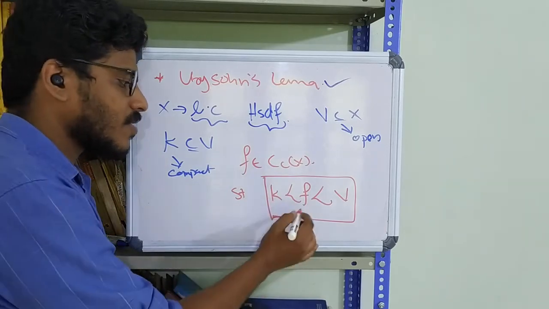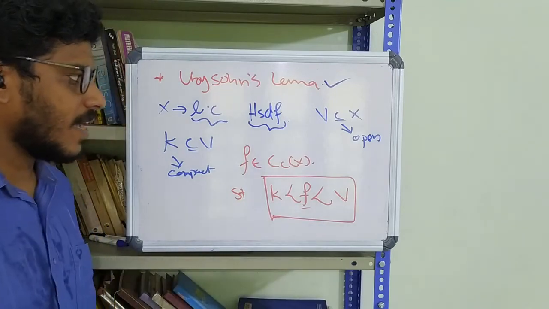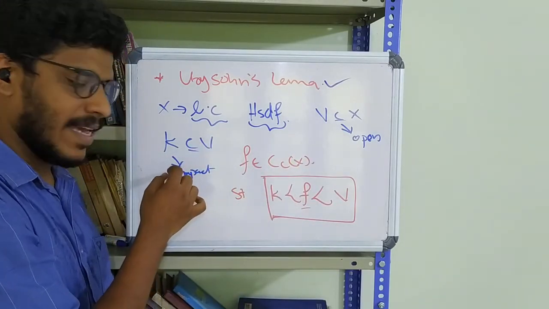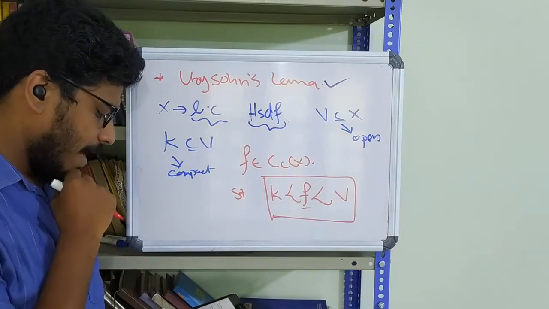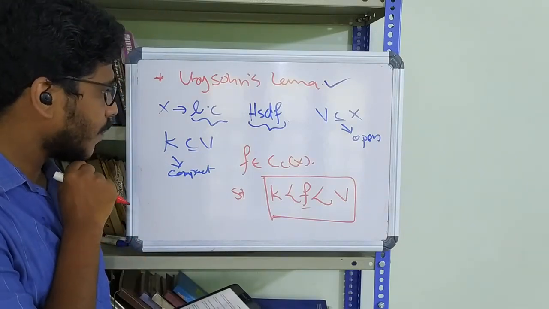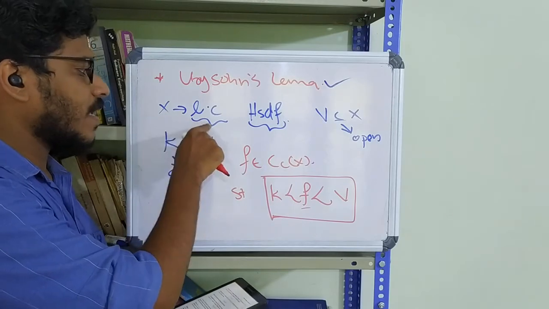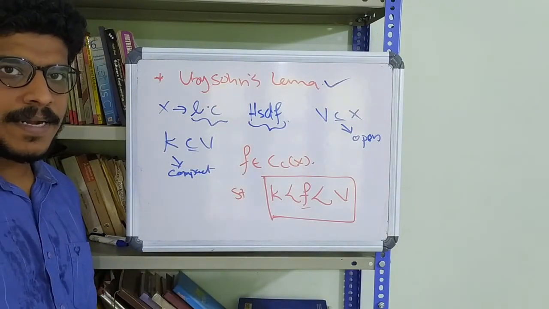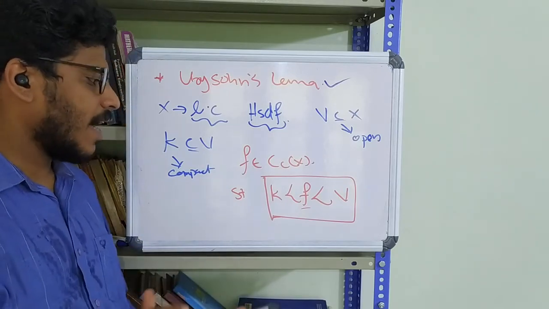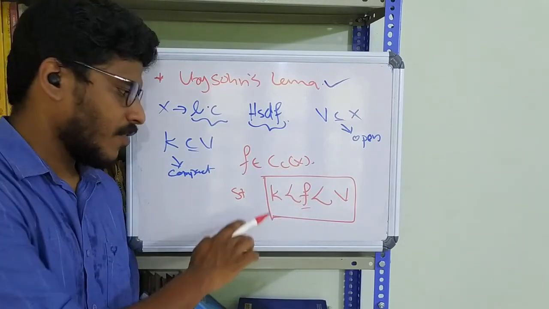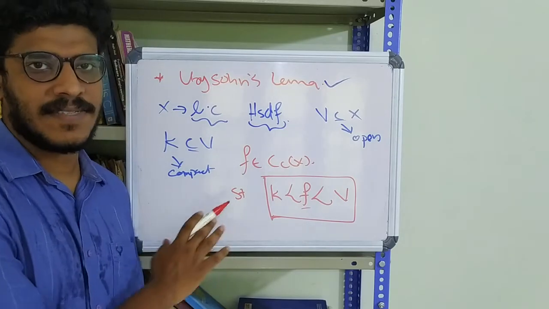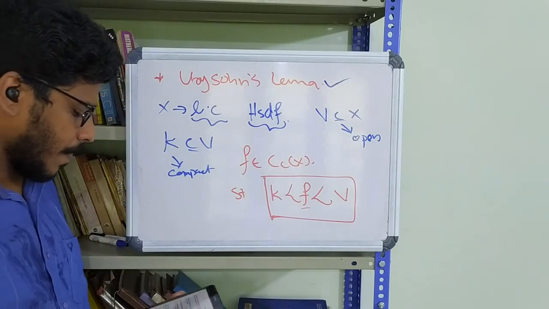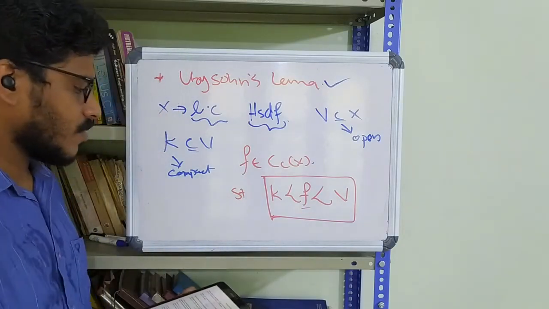Urysohn's lemma assures the existence of such a function f for any choice of open set V and a compact set K, and see, X has to be locally compact and Hausdorff here. Right. So under these assumptions, we have a function f with this expression satisfied. Right. So this is about Urysohn's lemma.